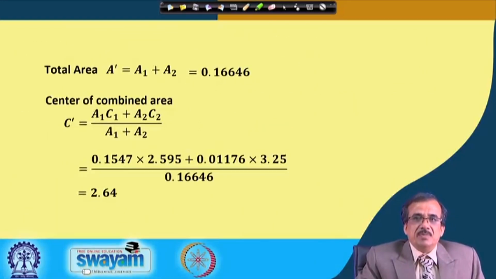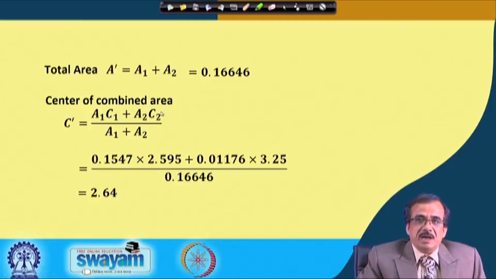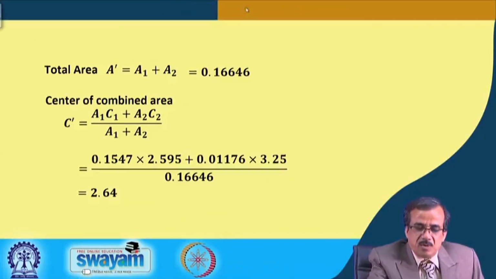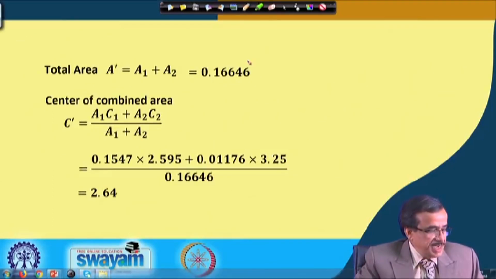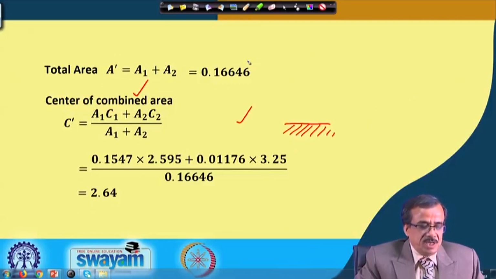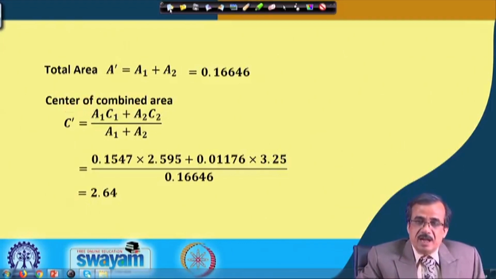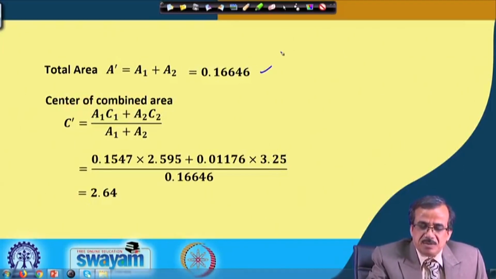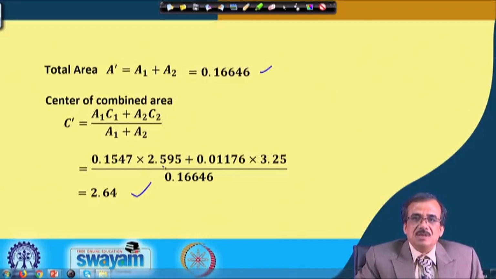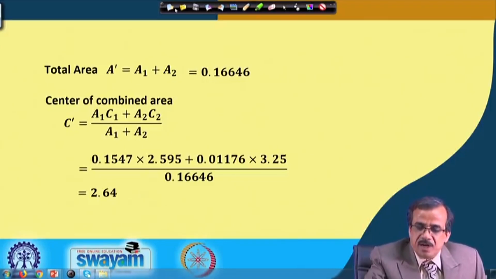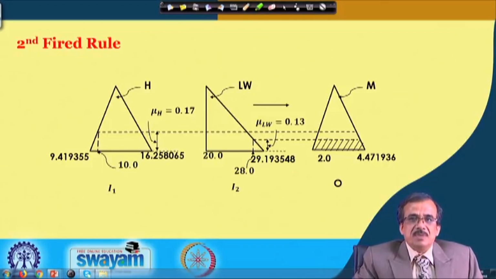And once you have got this area and center of area, now I am in a position to find out, corresponding to the first fired rule, what should be the center of combined area. I can find out corresponding to the first fired rule what should be the area and what should be the center of area. This area is nothing but this, and the center of area is nothing but this, corresponding to the first fired rule. And once you have got this, now we can concentrate on the second fired rule.